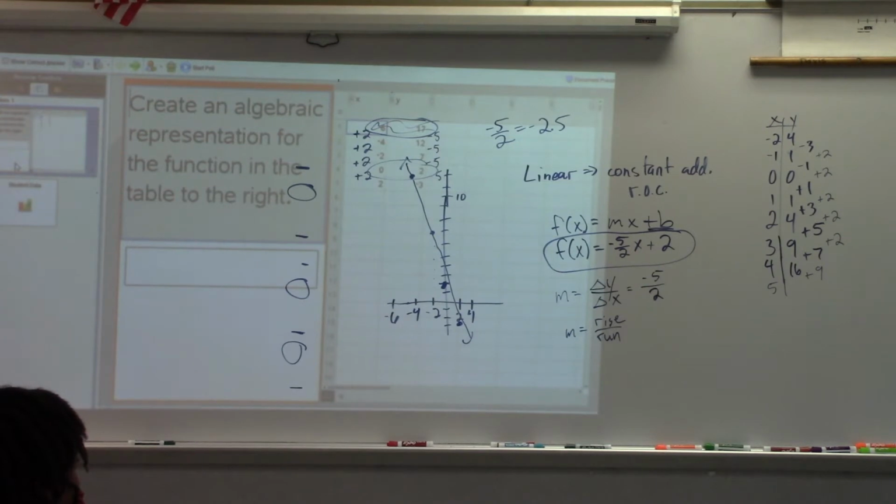We need to learn how to write equations. Some of us need to go back to our graphic organizers, go back to our notes. Especially number 5.